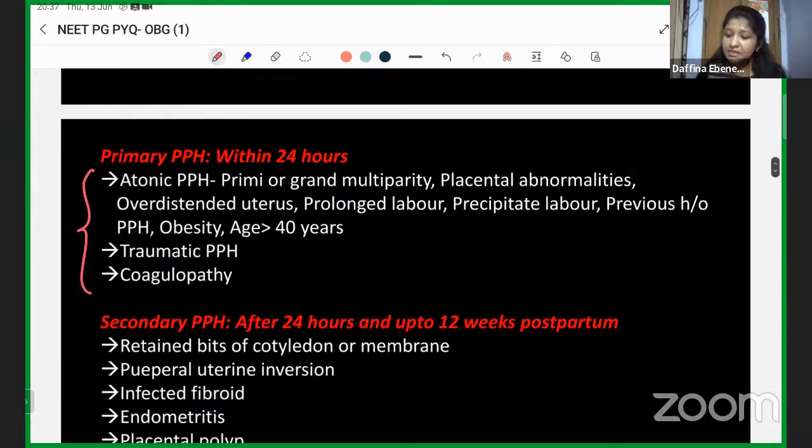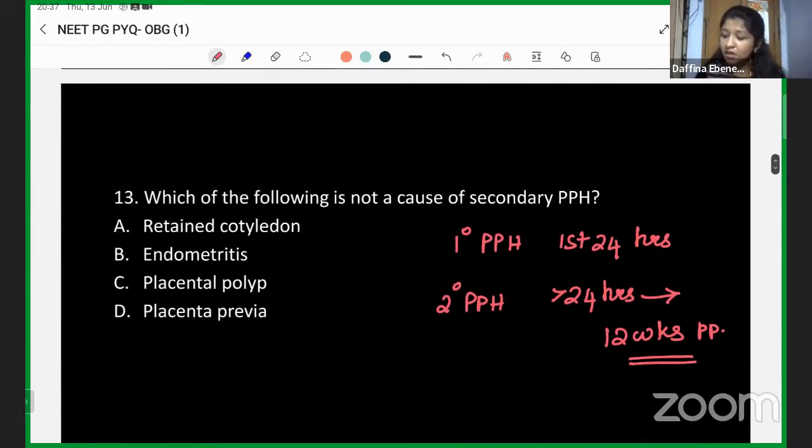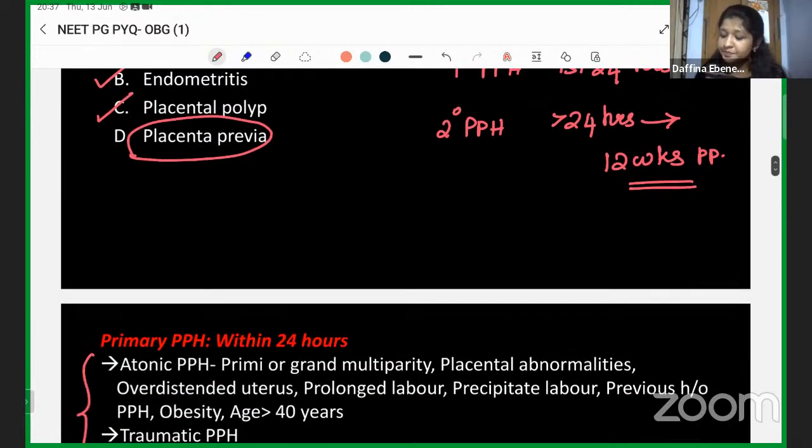So of these, our question asked which of the following is not a cause for secondary PPH? The answer is retained cotyledon will cause secondary PPH, endometritis will cause secondary PPH, placental polyp will cause secondary PPH. The only answer that is going to cause a primary PPH is any form of placental abnormality, like placenta previa, placenta accreta, placenta percreta, placenta increta, any abruptio placenta, any form of placental abnormality is going to cause a primary PPH. So that is the answer.